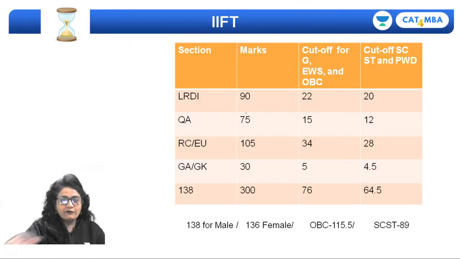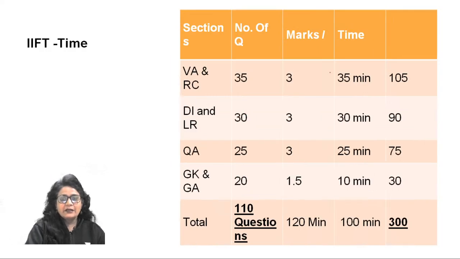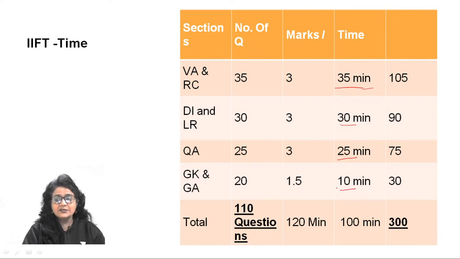Okay, fine. Let's leave this part quickly. 35 minutes is advised to be spent on verbal ability, 30 minutes on LRDI, 25 minutes on quantitative ability, 10 minutes on GK. Not more than 10 minutes, maximum 12 minutes if you are a slow reader and need some time to absorb the information of those long questions. Not more than that. So 100 minutes overall to clear the sectional minimum, so that you have a balance among all the sections.